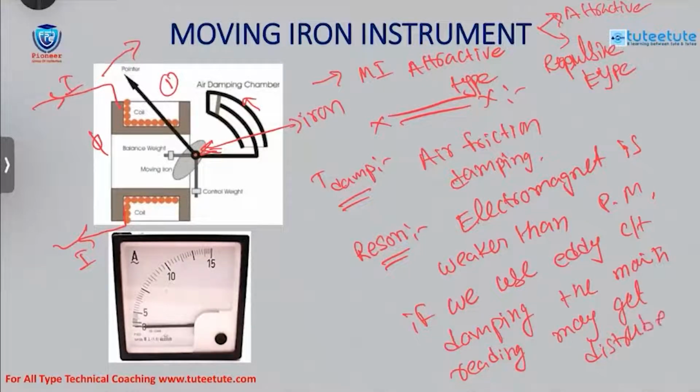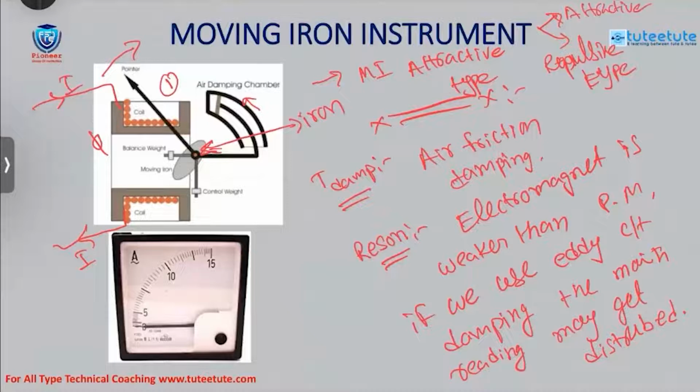What I mean to say here is, in a PMMC meter the magnetic field is created by a permanent magnet. Since a permanent magnet has more strength compared to an electromagnet, the electromagnet is weaker when compared with the permanent magnet. In that case, if you use eddy current damping with an electromagnet, it is going to influence the deflection of the meter. That's why wherever the electromagnet principle is used, we use air friction damping. There we are not going to use eddy current damping.